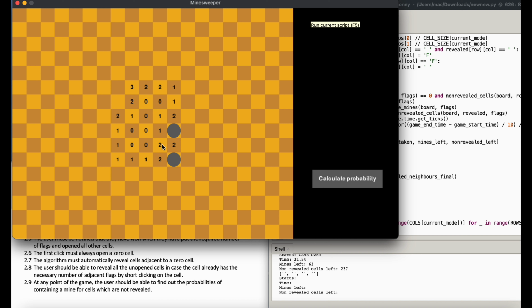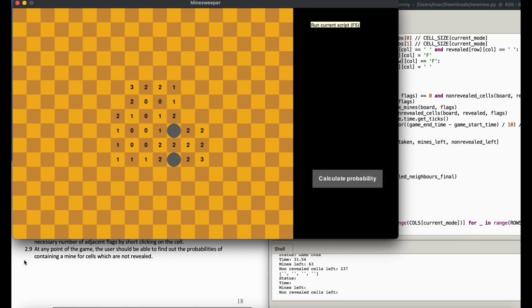Now I've put the other flag, and we can similarly see that this cell already has two neighbor flags, and we should be able to reveal 3 of these cells by short clicking on this cell. And the same for this cell. So this is the objective 2.8 done.